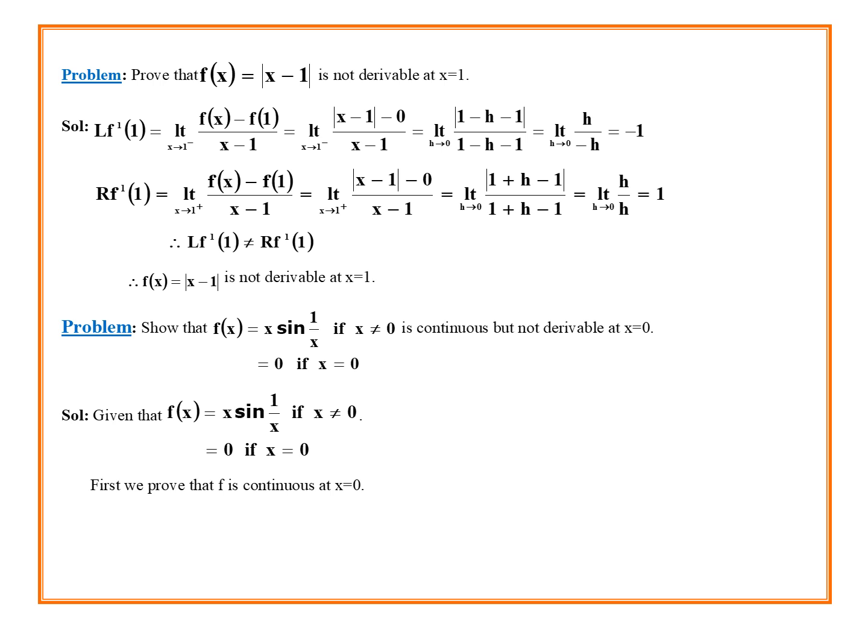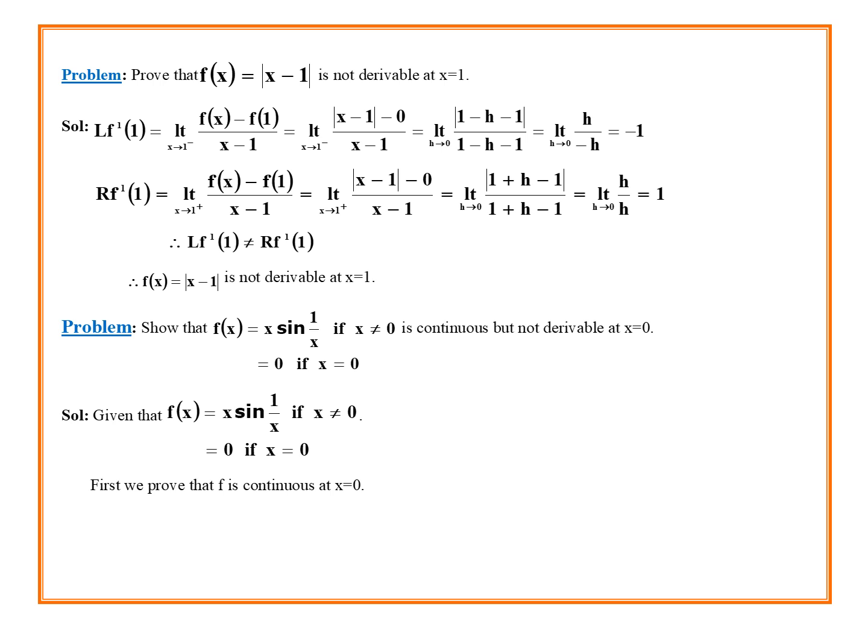Now, the next problem is: show that f of x is equal to x into sin 1 by x if x is not equal to 0, and equal to 0 if x is equal to 0, is continuous but not derivable at x is equal to 0. Solution: given that f of x is equal to x into sin 1 by x if x is not equal to 0, and this value is 0 if x is equal to 0.